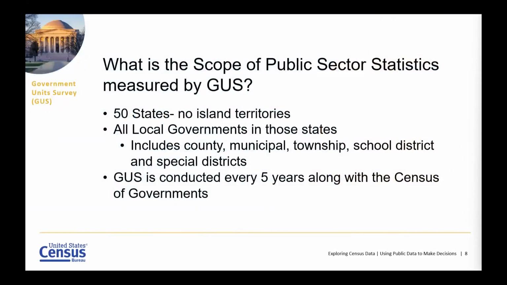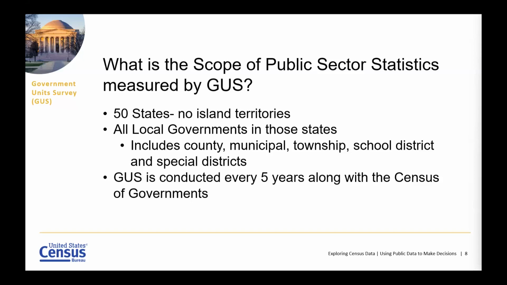So what is the scope of this public sector statistics? The census of governments is mailed as 3 separate components: organization, employment, and finance. And we'll talk about each one of these. But first is organization. GUS is the first component of the census of governments that is mailed.